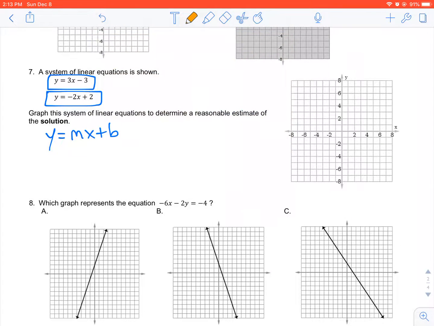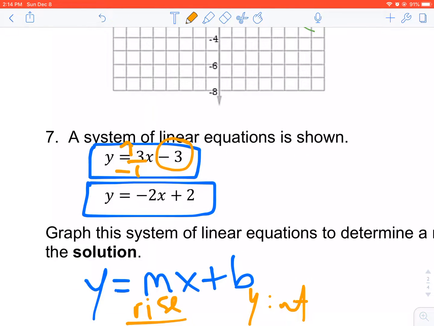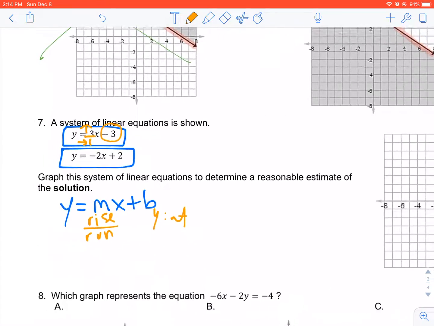The b number is your y-intercept, and that is on your y-axis. So this first one's going to be graphed at -3. And then we can do a slope. Slope is rise over run. And a slope of 3, we can put it over 1 so that we can see that we go up and then over. We have our two numbers now.